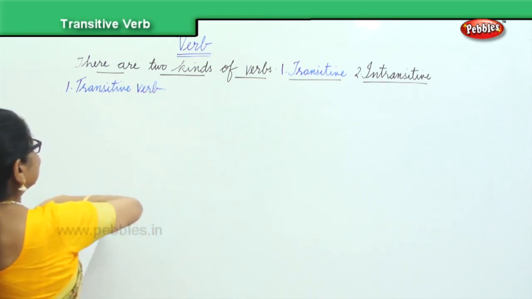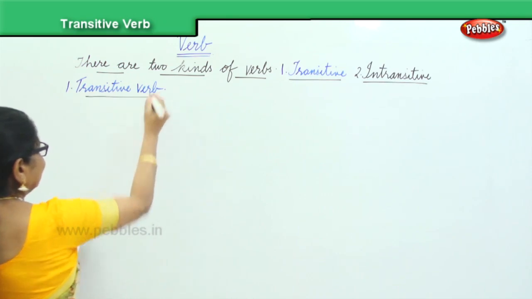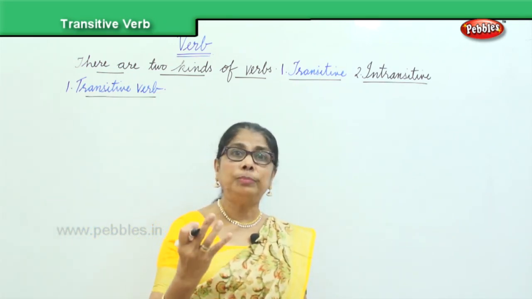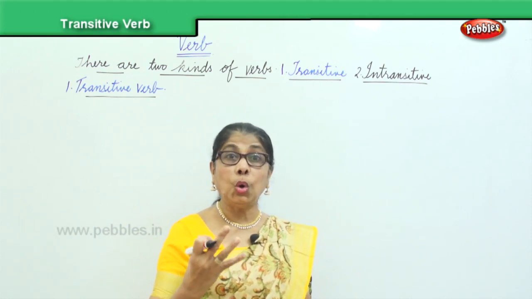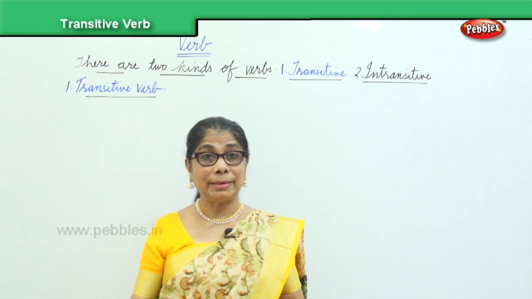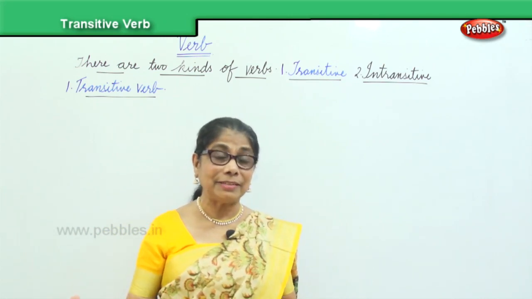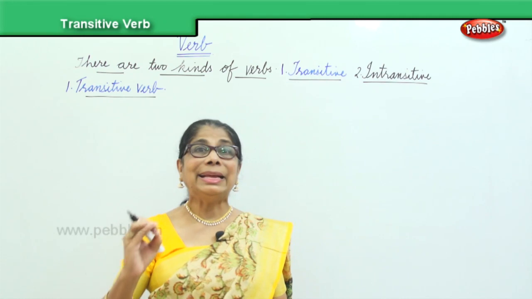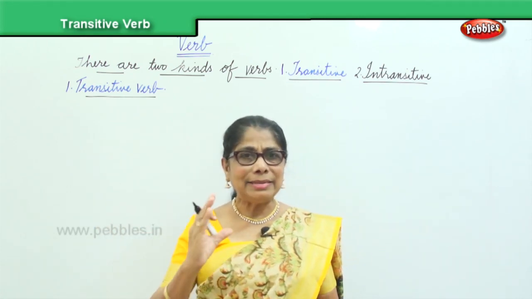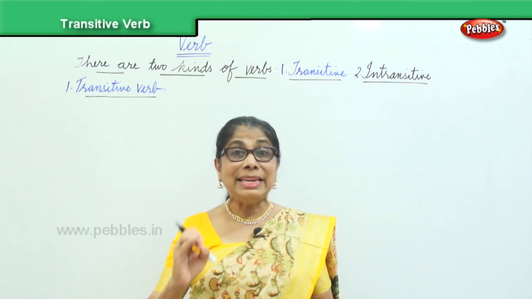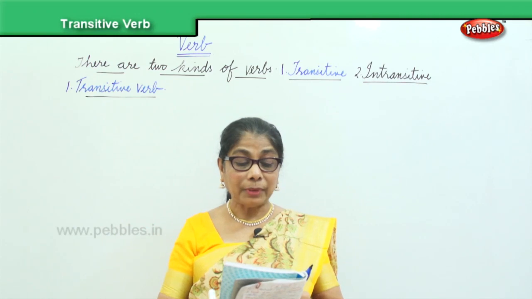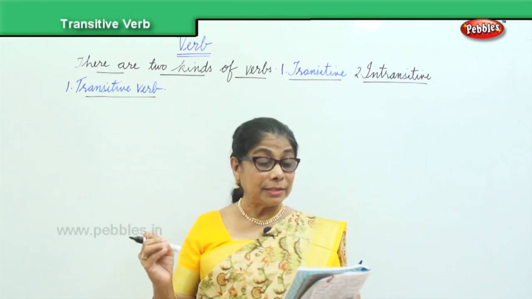Now, what is this transitive verb? A transitive verb needs an object. All you need to remember is that in verbs there are two kinds, transitive and intransitive. When we talk about transitive, just remember a transitive verb needs an object. Okay? Now, what is a transitive verb?